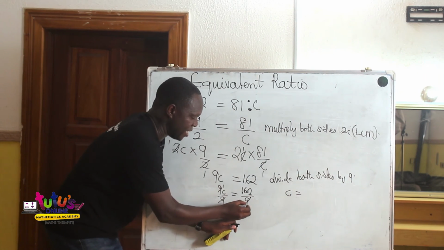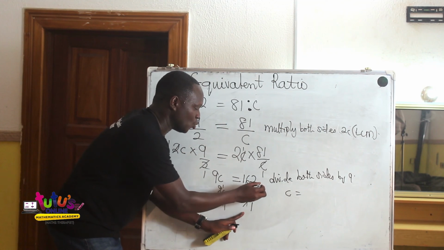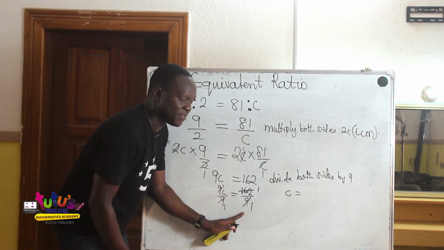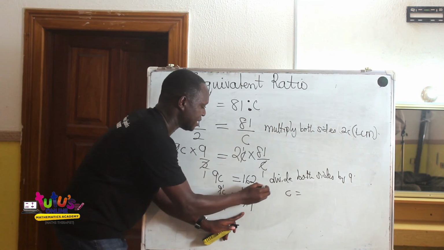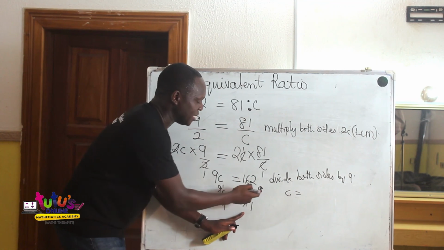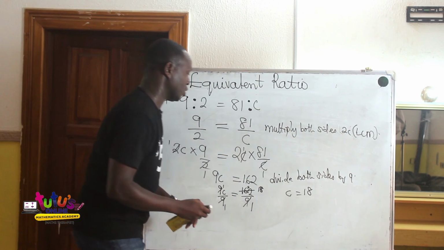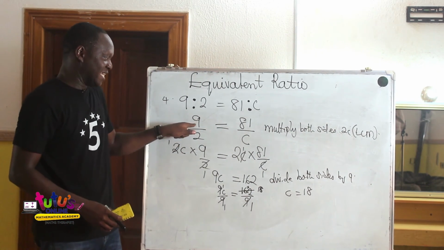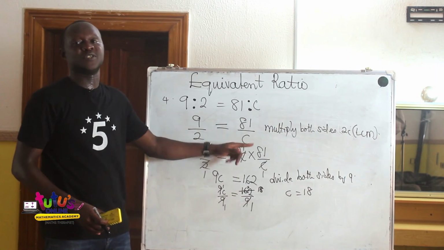So 9 into 16 is 1, remainder 7. 9 into 72 is 8. So that means 9 into 162 is 18. So therefore our C gives us 18, which was what we got initially. Look at it. 9 times 9 gives us 81. 9 times 2 gives us 18.